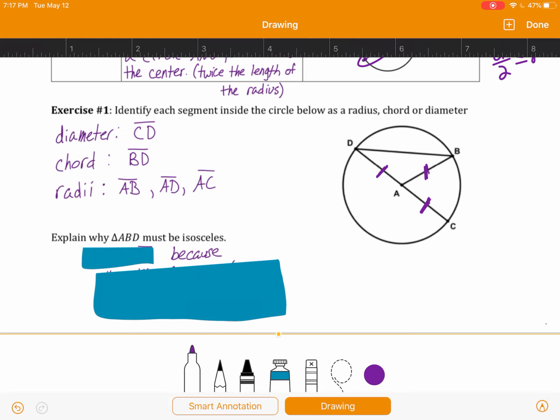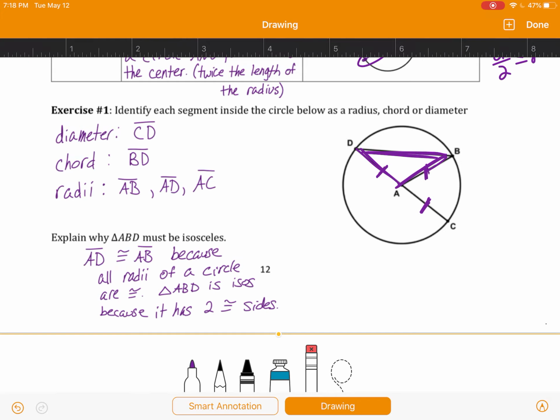So since they're all the same, that means that we can prove that this triangle right here, triangle ABD, is isosceles. And we know that's true because AD and AB, 2 side lengths of the triangle, are the same length. And we know they're the same length because all radii of a circle are congruent. And since that triangle has 2 radii for 2 of its sides, that means it has to be an isosceles triangle.